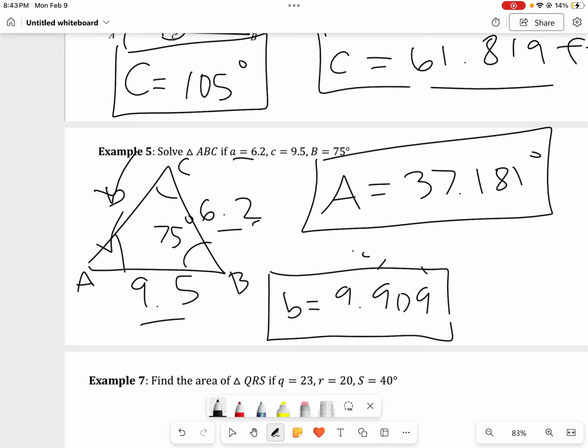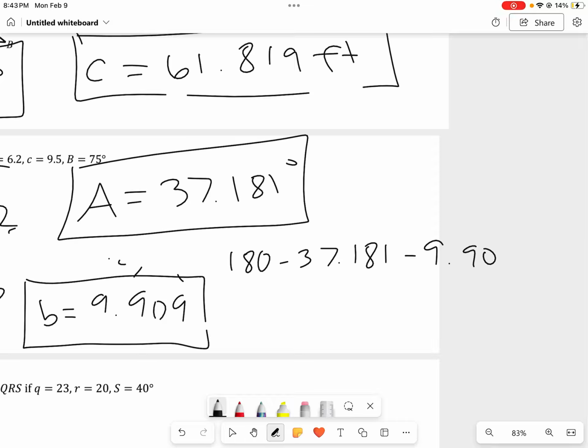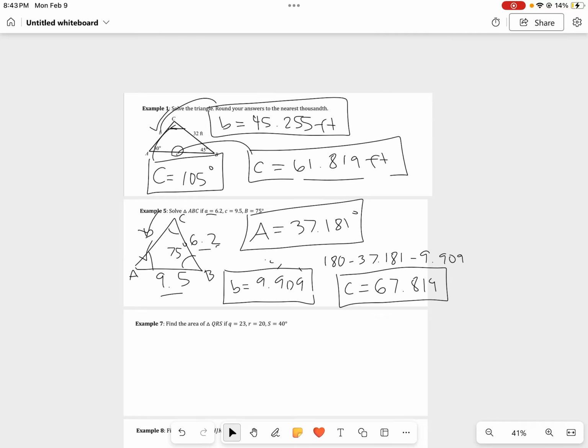It would be stupid to do all that work again because we know that the angles add up to 180. So all we have to do is 180 minus 37.181 minus 75. If you get all that, you'll figure out that C, the missing angle, is 67.819. Okay, so that's that.